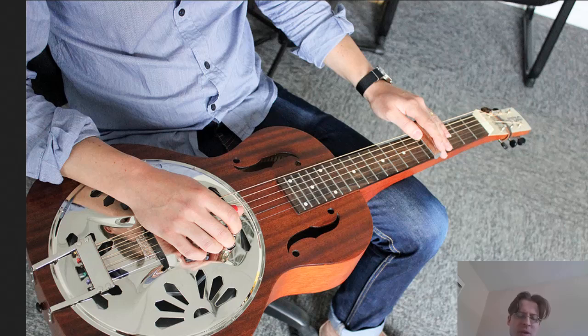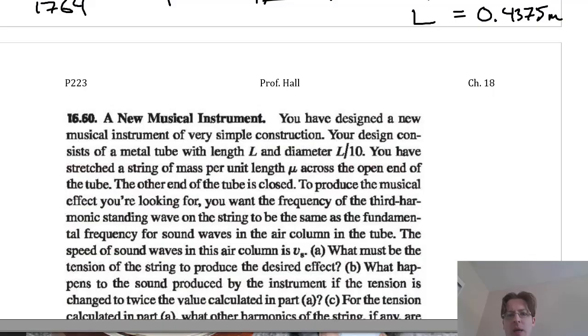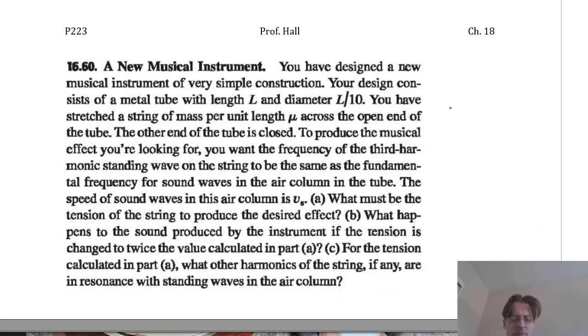Guitars are not just vibrating strings. The air inside the body of the guitar also resonates. Some guitars are resonator guitars like this called a dobro, and it has a metal resonating part of the body of the guitar. It changes the sound, increases the resonance of the sound. As an example of this, we're supposed to imagine designing a new musical instrument. It's a metal tube of length L and diameter L over 10.